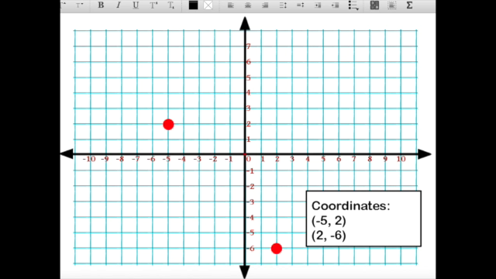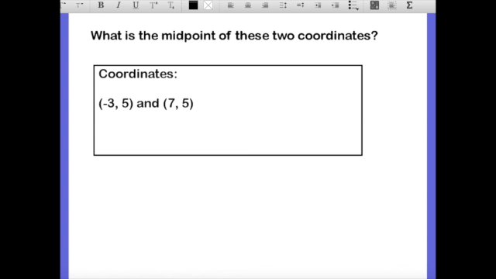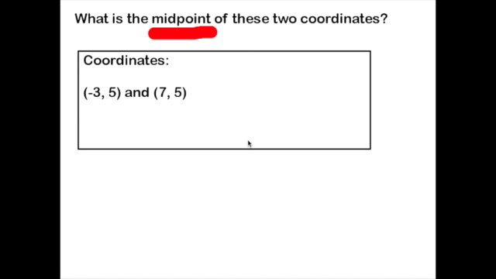Let's have a look at something a bit more tricky with Mr. Redfern. Okay, so we're going to be going up to questions a little bit trickier than the questions we've had before. We're going to have to apply our knowledge of coordinates and use that knowledge to solve a problem which is asking us to use different mathematical skills. So let's just have a look at the question.